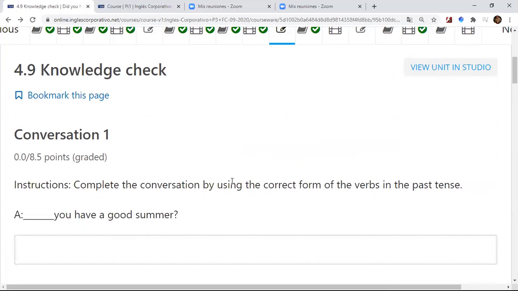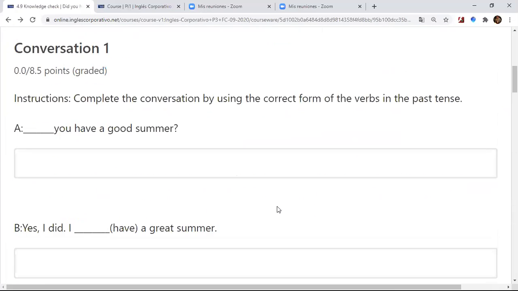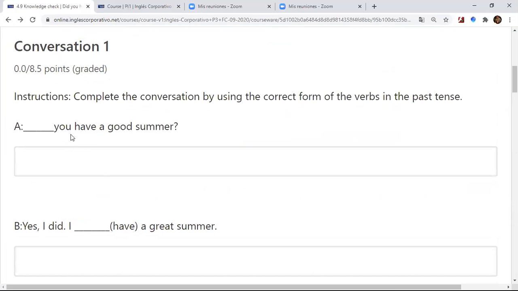Knowledge check. Complete the conversation by using the correct form of the verbs in the past tense, right? Now we have a question, right? You have a good summer. Okay, in this case is a yes, no question, right? So what is the auxiliary for the simple past? Did. Did, right? Did.